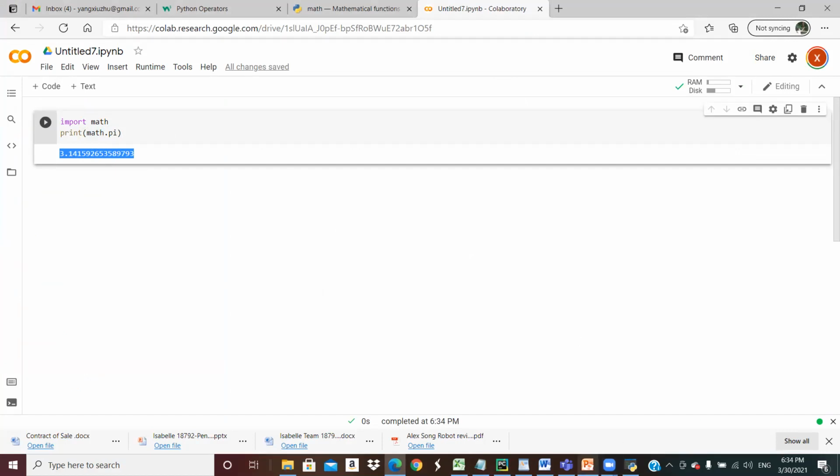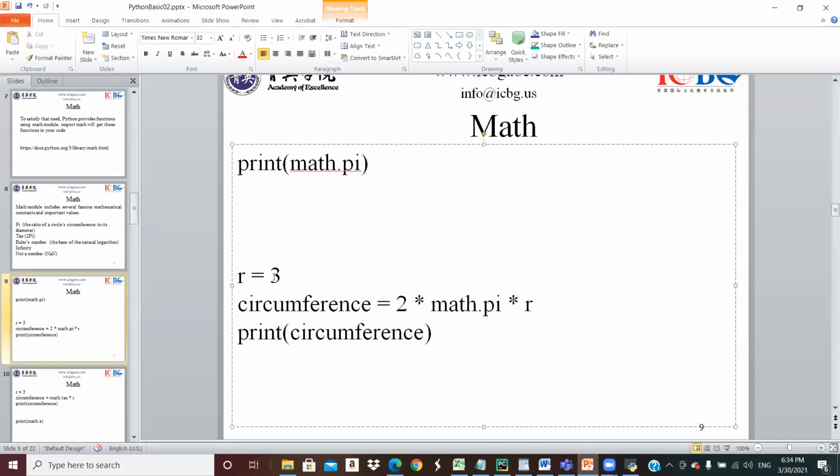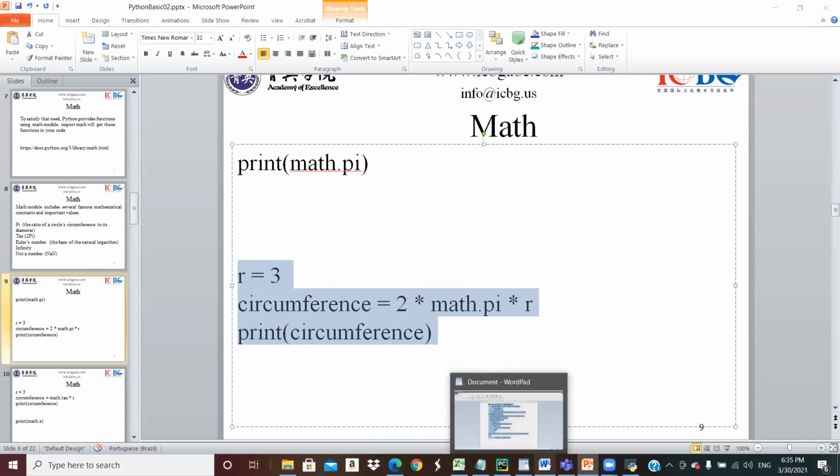Okay. And this is a formula. You can get the circumference of a circle. So let me send you this code so you can run it in your Python. Let's do that. Okay, so you have that code. Let's just do it in my Python here.